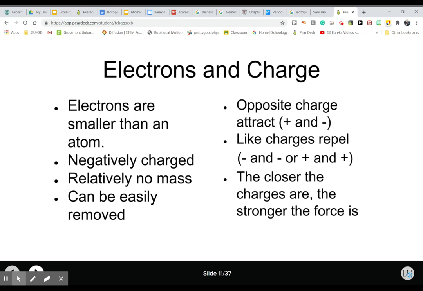Now, something to note about charge is that opposite charges are going to attract each other, and like charges are going to repel. So negative charges will push away from negative charges, and positive charges will push away from positive charges. Also, the closer the charges are to each other, the stronger the forces are between those charges. That's a really important physics concept, but it's going to blend itself into chemistry quite a bit.